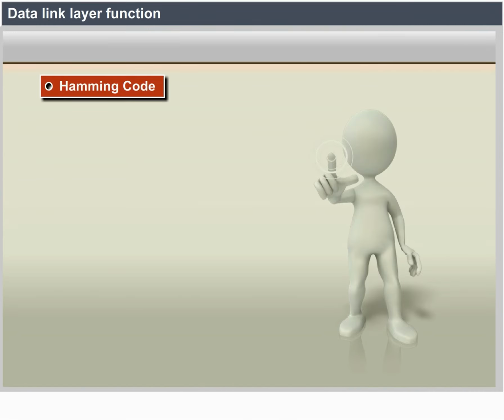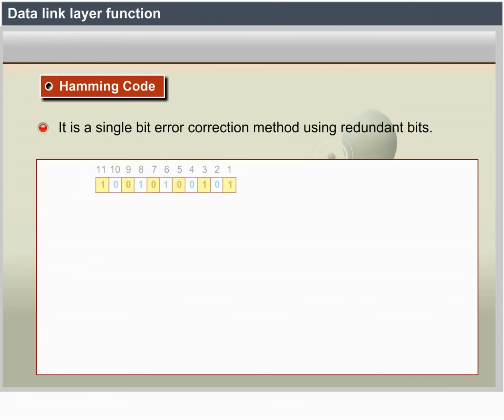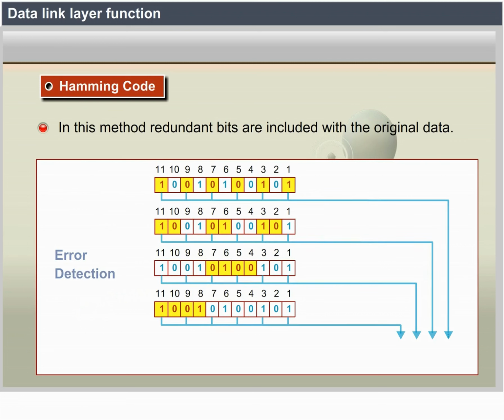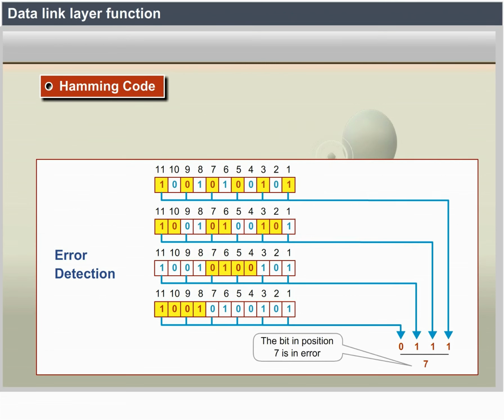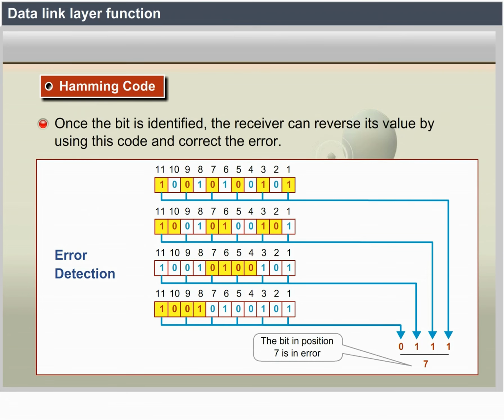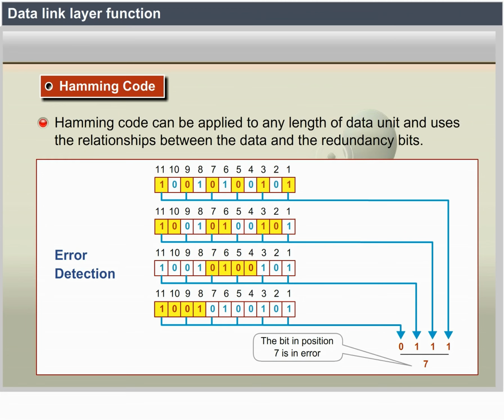Hamming code. It is a single bit error correction method using redundant bits. In this method, redundant bits are included with the original data. Now, the bits are arranged so that different incorrect bits produce different error results and the correct bit can be identified. Once the bit is identified, the receiver can reverse its value and correct the error. Hamming code can be applied to any length of data unit and uses the relationships between the data and the redundancy bits.